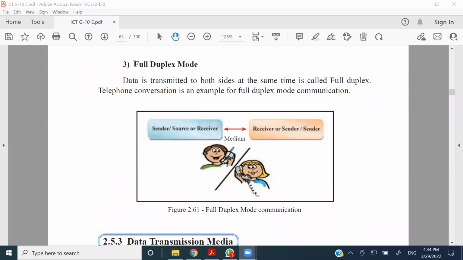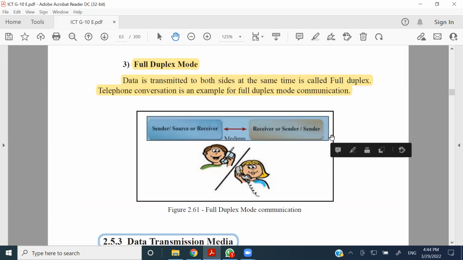Finally, it's the full duplex mode. And as usual, this particular small part. Be aware of the arrows, people. It points both ways.